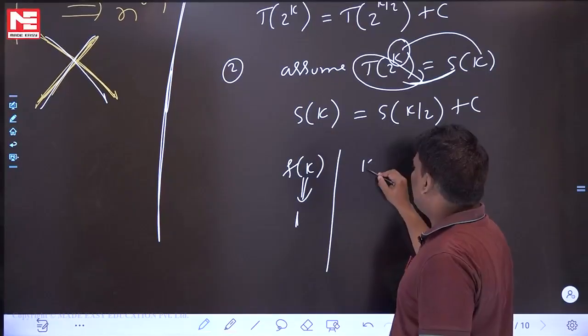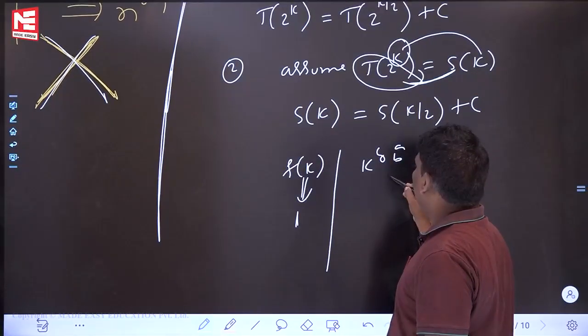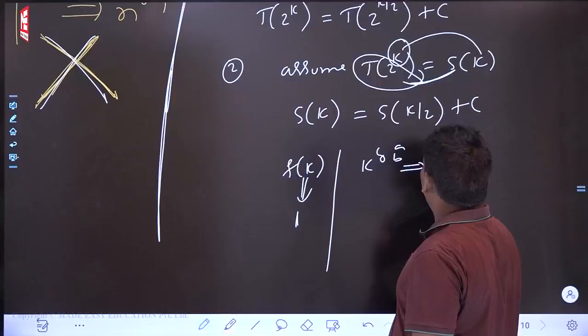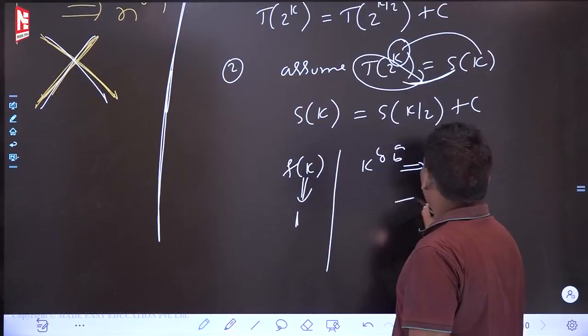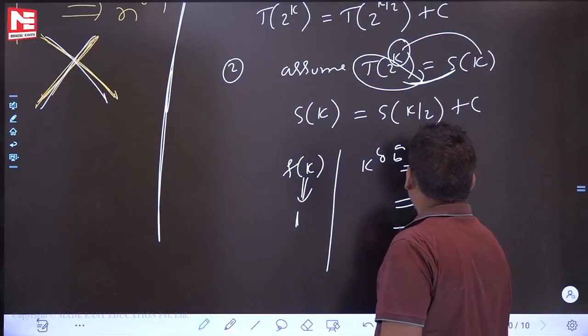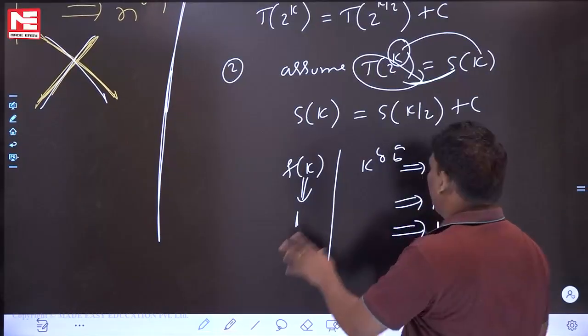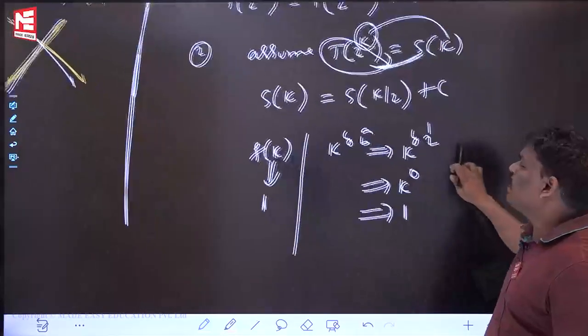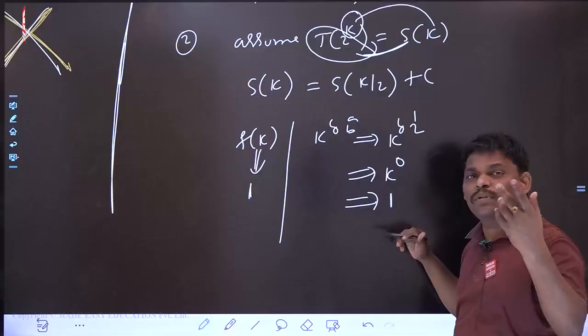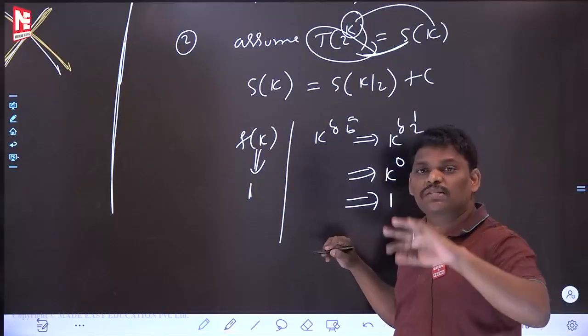Next one. What is the k power log a base b? What is the answer? K power log 1 base 2, which will go to k power 0, which will go to constant. Right? Both are constant. Can you say both are equal? Case 1 fails. Case 1 of the master theorem fails. Case 2 of the master theorem also fails.